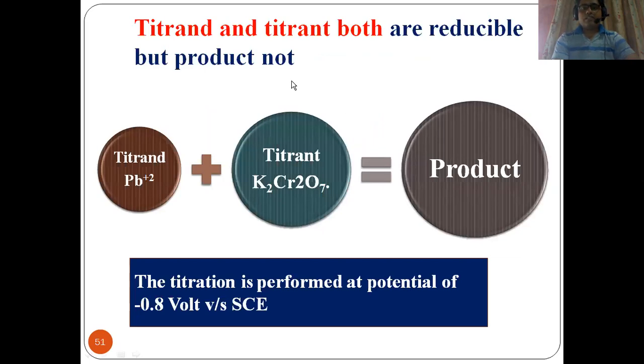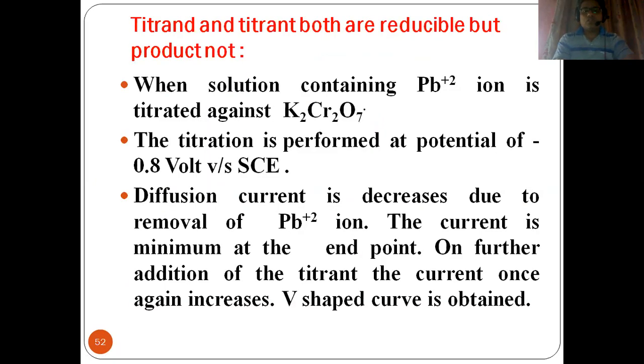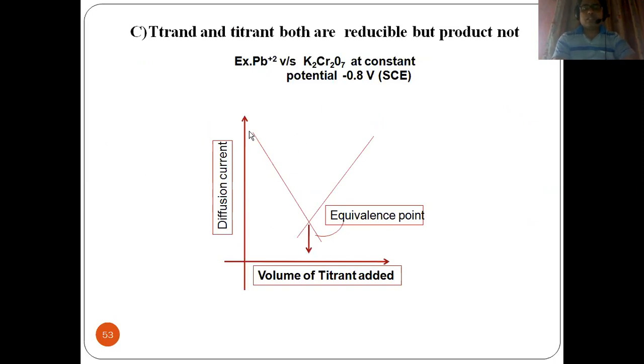In the third case, the analyte and titrant are both reducible, but the product is not reducible. An example is lead 2 plus versus K2Cr2O7. Obviously here the lead 2 plus ion is reducible. Its concentration goes on decreasing up to the equivalence point. After that, an excess amount of potassium dichromate is added into the solution. That is why the diffusion current goes on increasing.